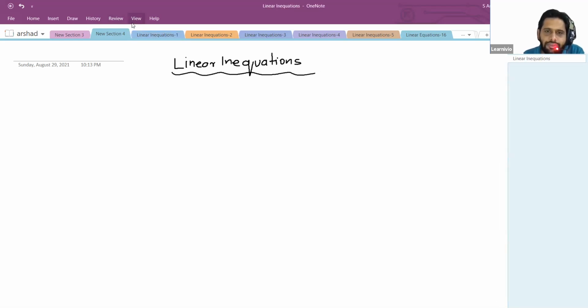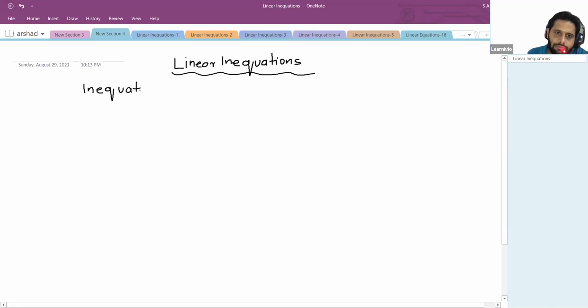Okay, John. So we will start with the linear inequation. So what is an inequality? First, we will discuss this. What is an inequation? Okay. So what is an equation? The statement having the variable and the sign of inequality is called an inequation.